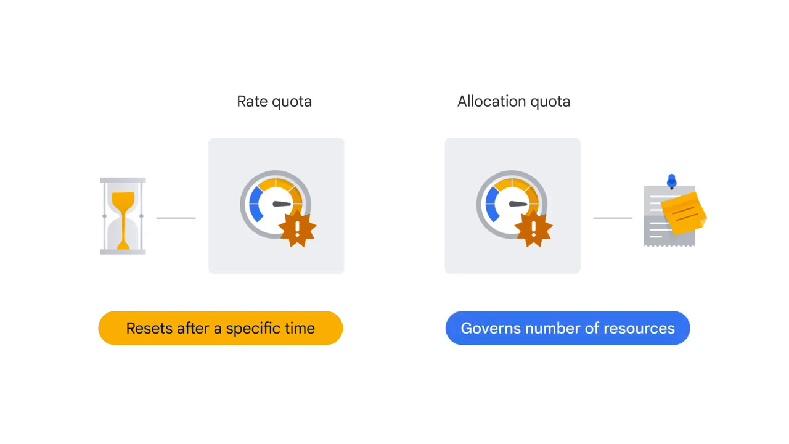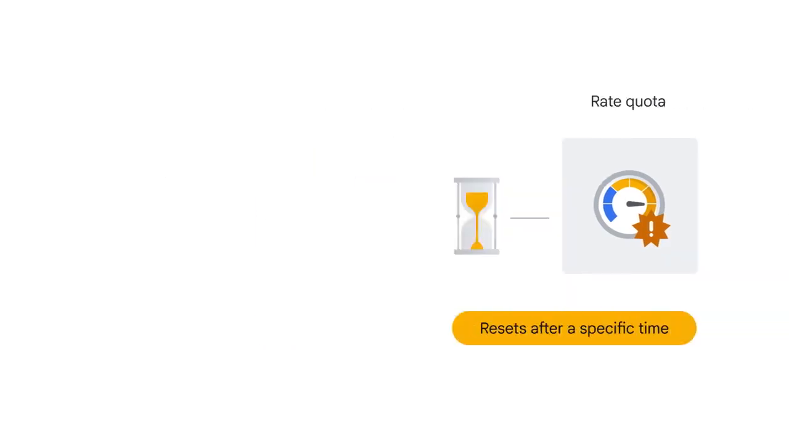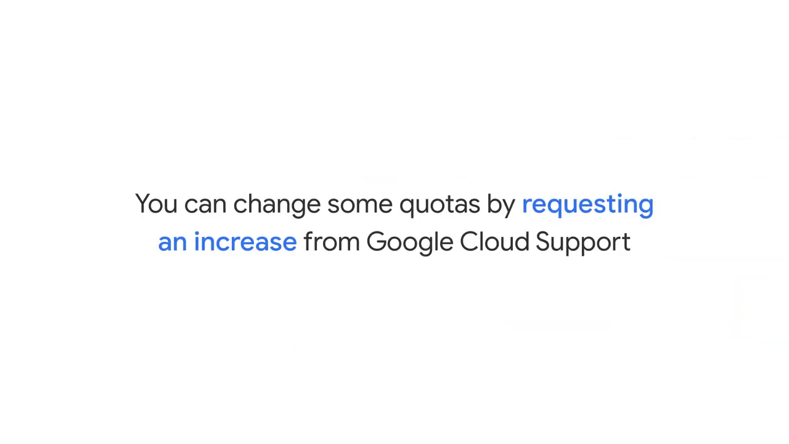Allocation quotas govern the number of resources you can have in your projects. For example, by default, each Google Cloud project has a quota allowing it no more than 5 virtual private cloud networks. Although projects all start with the same quotas, you can change some of them by requesting an increase from Google Cloud support.